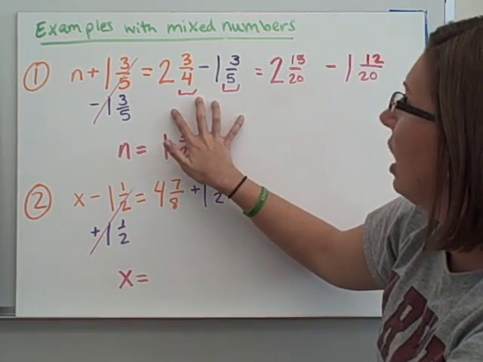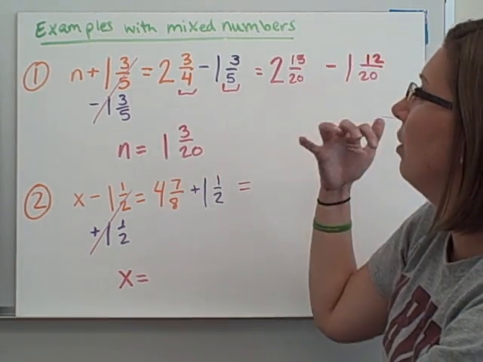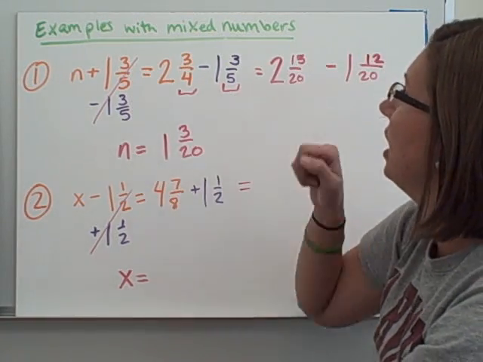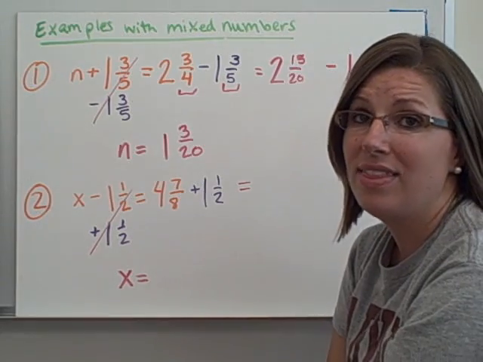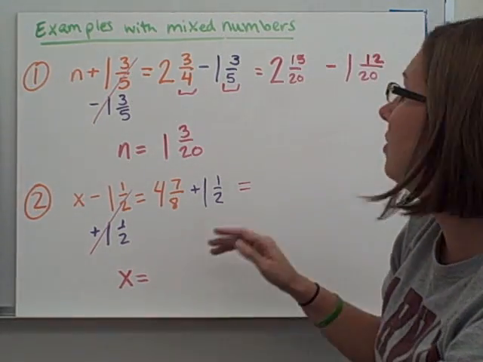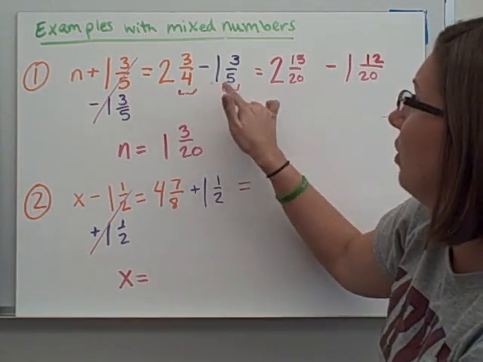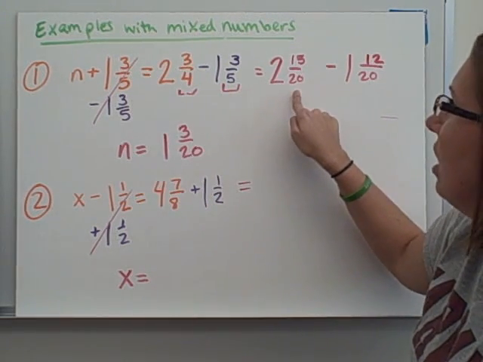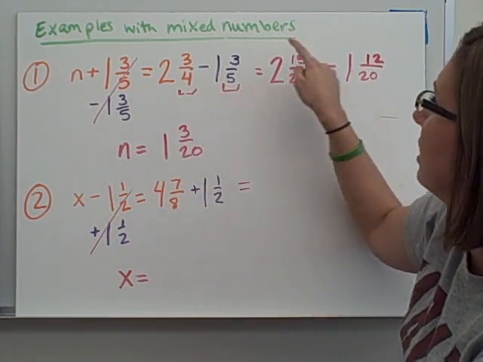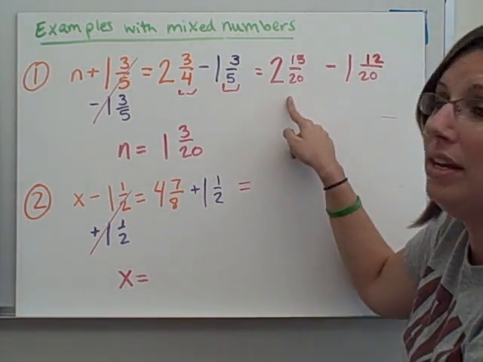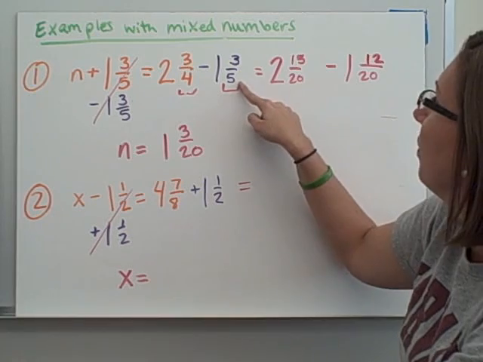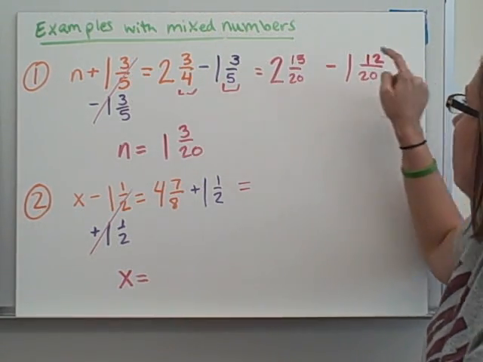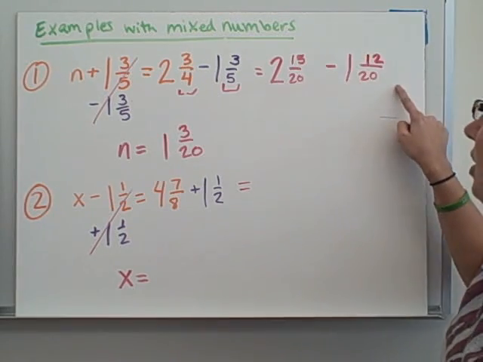So now I'm subtracting mixed numbers. I go back to my rules and I think, okay, I've got mixed numbers, I've got different denominators, I've got to change them so that they have like denominators. Common denominator with 4 and 5 would be 20. So 4 goes into 20 5 times. 5 times 3 is 15. That's how I got that number. 5 goes into 20 4 times. 4 times 3 is 12. So that's how I got that number.